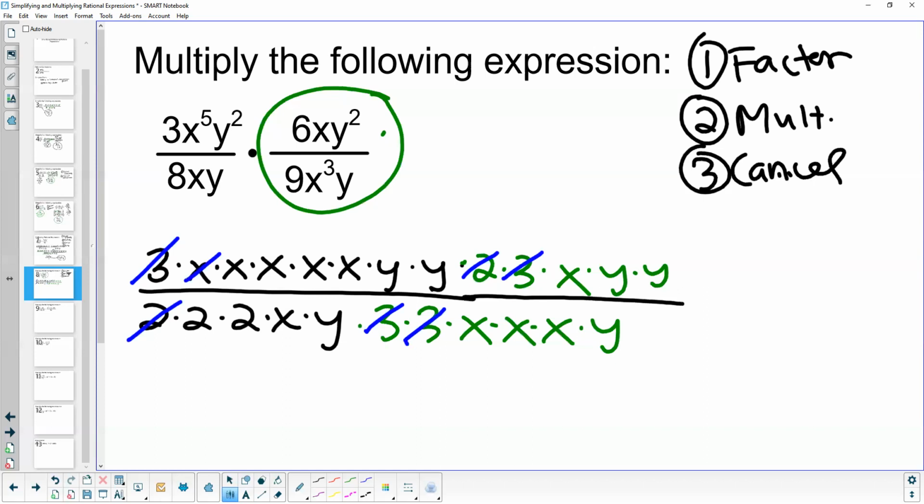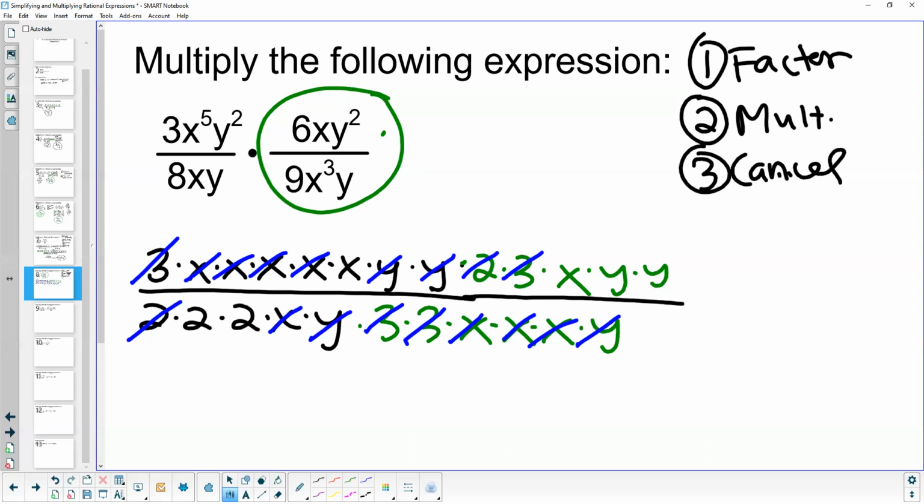On the top, I've got an x. On the bottom, I've got an x. Again, top x, bottom x, and again, top x, bottom x. Then top x, bottom x. I've got another x on the top, but no more x's on the bottom. I've got a y and a y, a y, and a y.